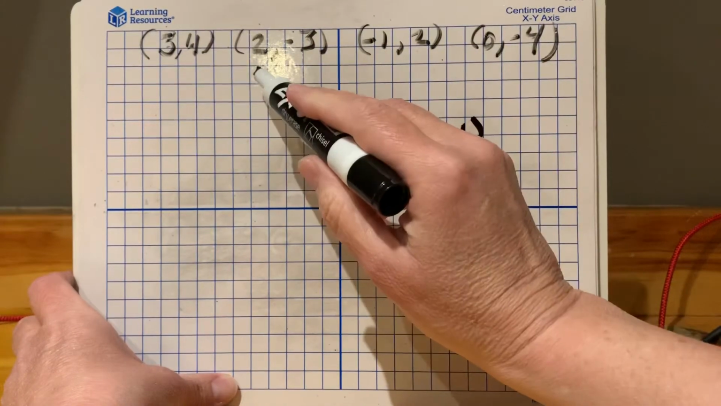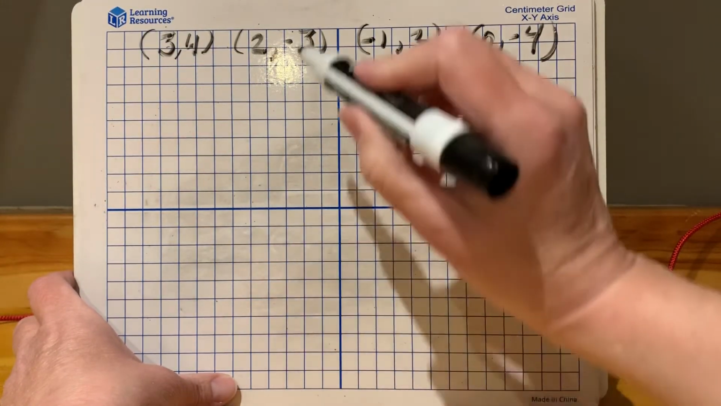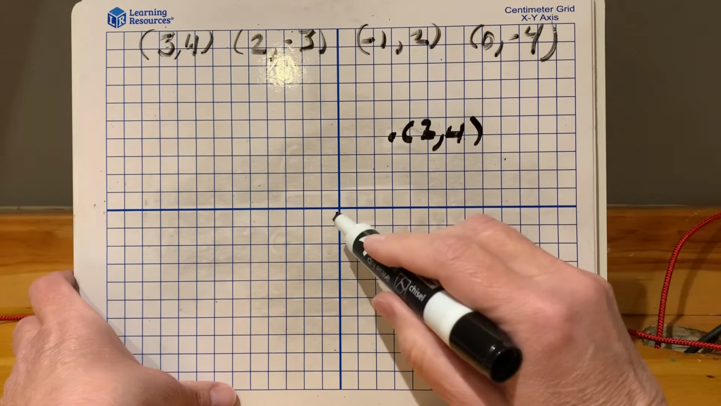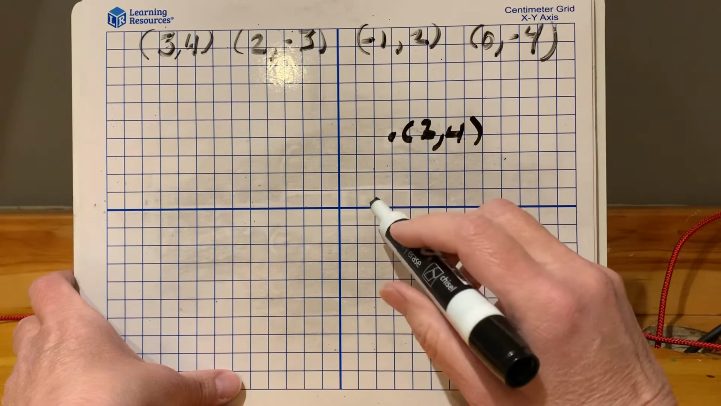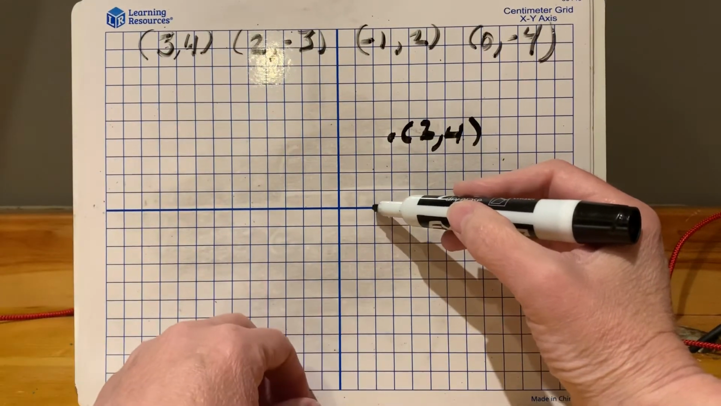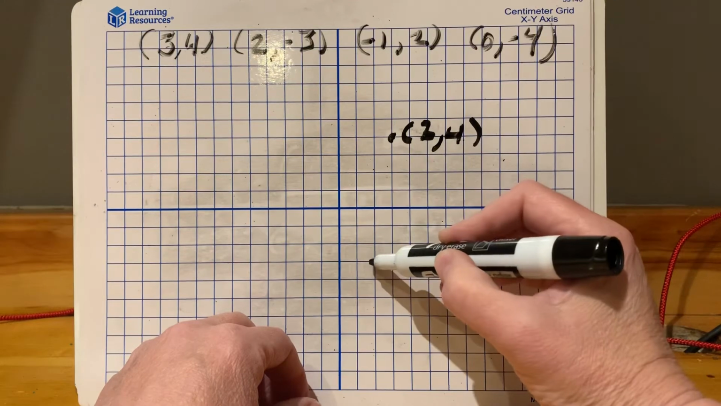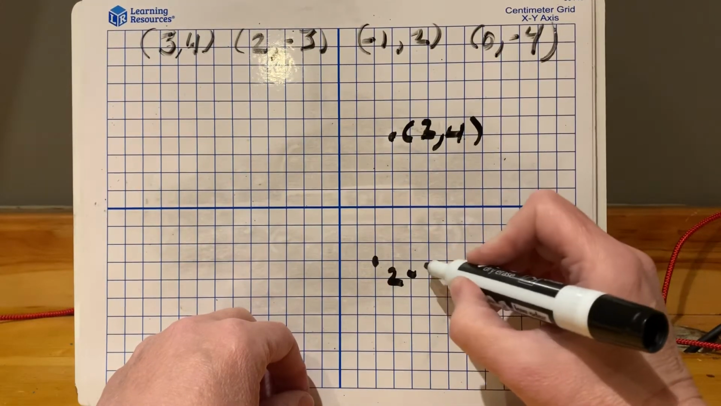Now our next coordinate is (2, -3). So to plot (2, -3), 2 is our x coordinate. It is positive. We will count 2 units to the right. Negative 3 is our y, and since it is negative, we will go down. And we will put a point right here. That is (2, -3).